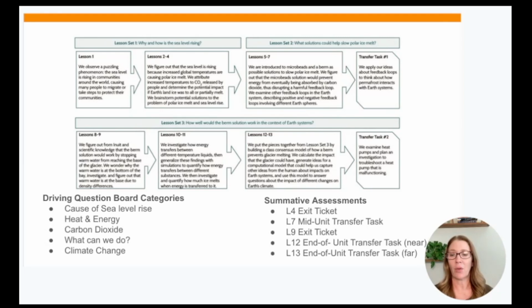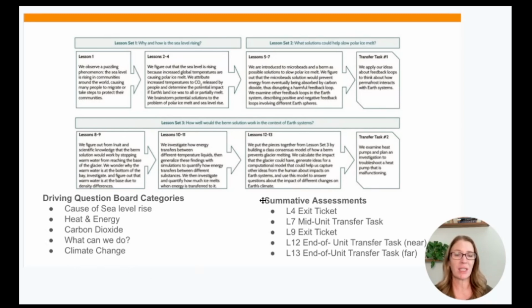So I like to provide some categories that you know will be covered to help you develop that driving question board. The first one would be cause of sea level rise. Heat and energy is a good one. That one's actually a little bit harder to get questions about, but it definitely will be needed. Carbon dioxide, that one's easy to get questions about. What can we do? Students often ask that. And then climate change as a whole. I will show you when we go through lesson 1 how these categories connect to each of the lesson sets. But if you are creating a driving question board and trying to categorize the questions, it's good to know the categories. So this is a resource for you.